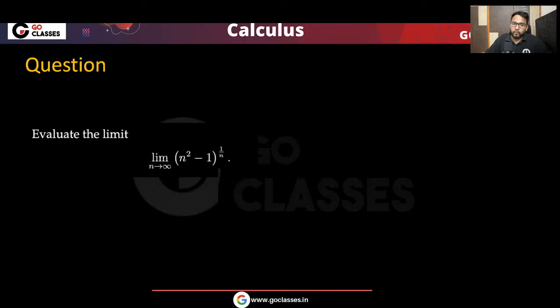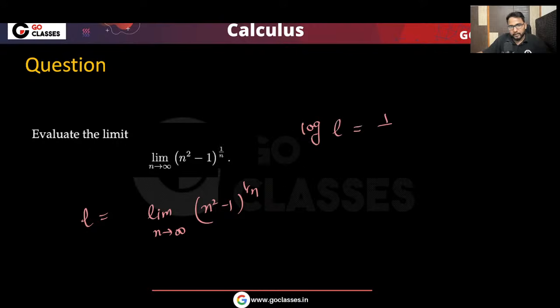Maybe you can take log both sides, right? If you take the log both sides and then you try to solve it. So this is L equal to limit n tends to infinity of (n square minus 1) power 1 by n. You take log both sides, it will be log L equal to 1 by n into log of n square minus 1. I mean here n tends to infinity obviously, right? n is going to infinity.